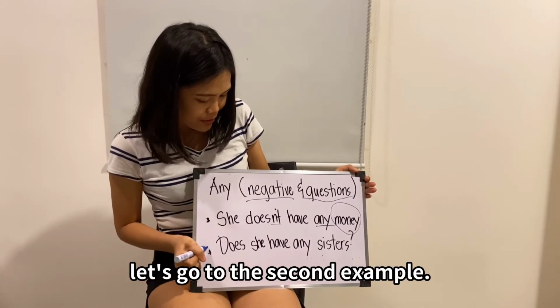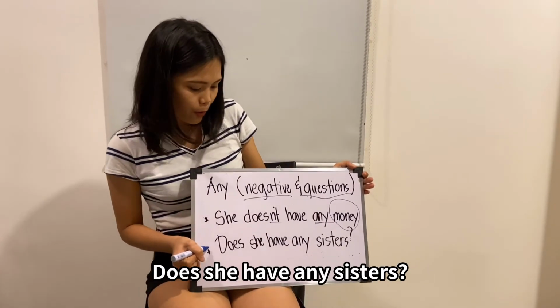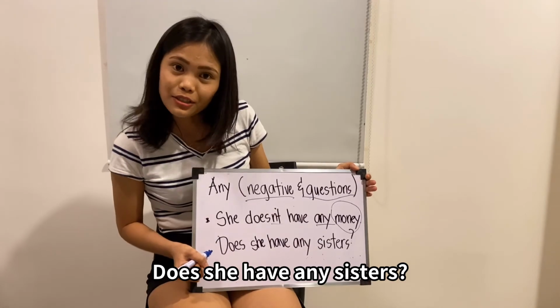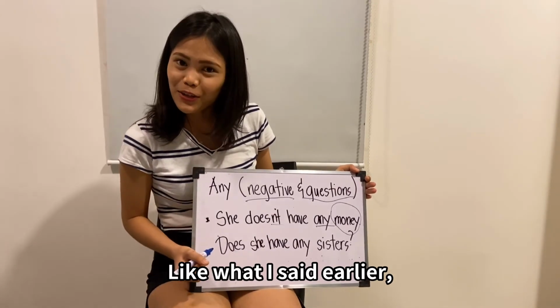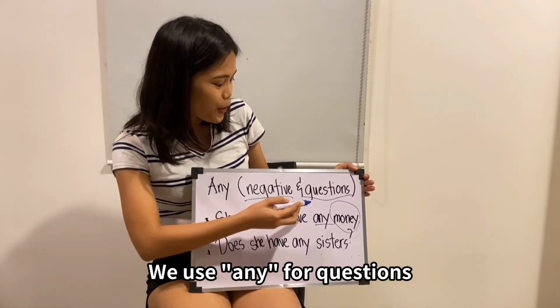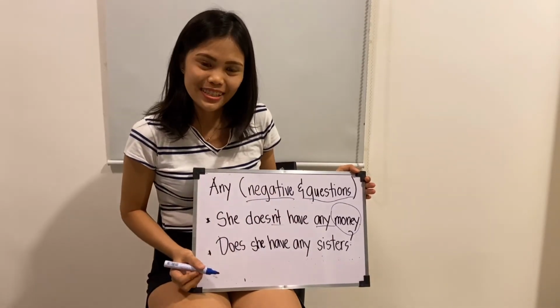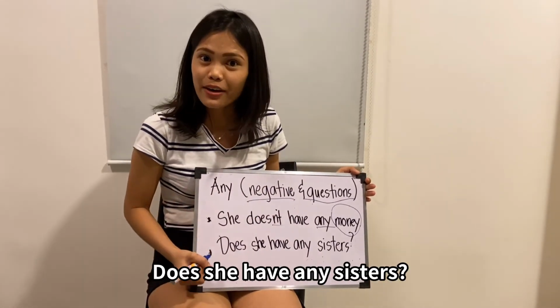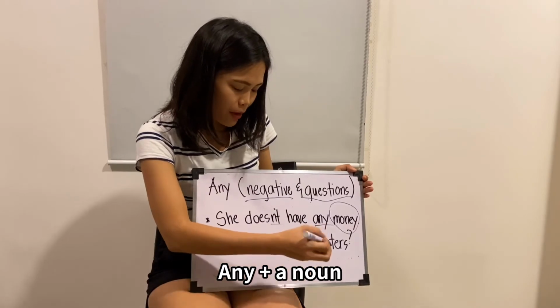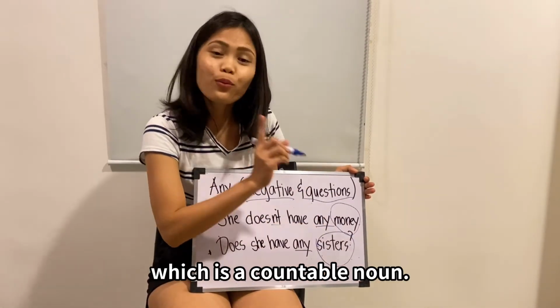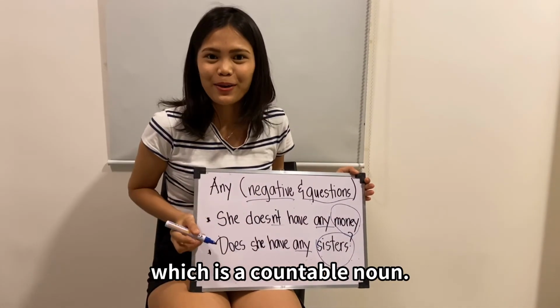Now let's go to the second example. Does she have any sisters? Like what I said earlier, we use any for questions. Like this one, does she have any sisters? So any plus a noun, which is a countable noun.